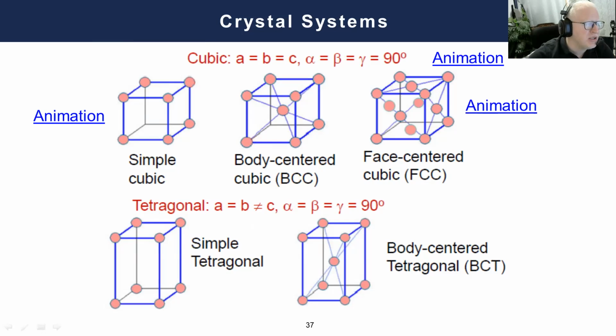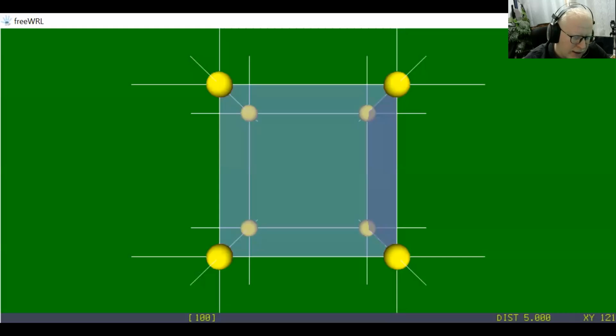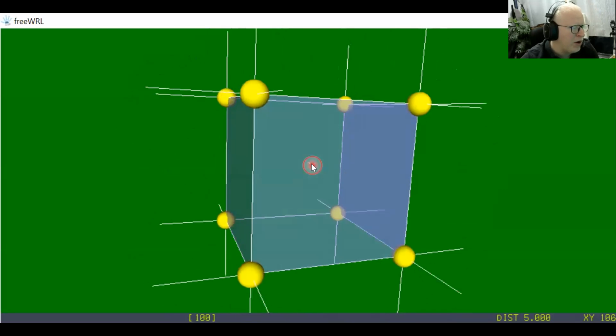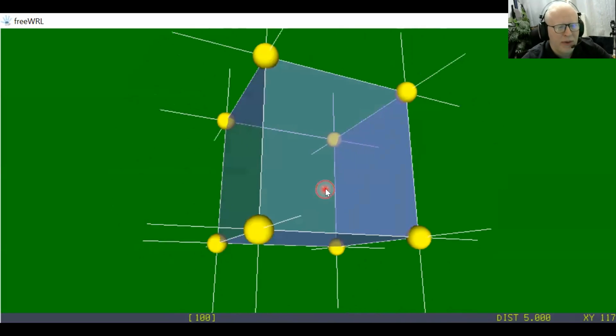By the way, these animations can be easily found in the lecture, on the e-learning page. So now I have to change my shared screen. Now you can see this simple cube model. For here, we have a cube. It's a cube because the direction in X equals the direction in Y equals the direction in Z, and the three angles are 90, so it's a cube. We call this configuration a simple cube.